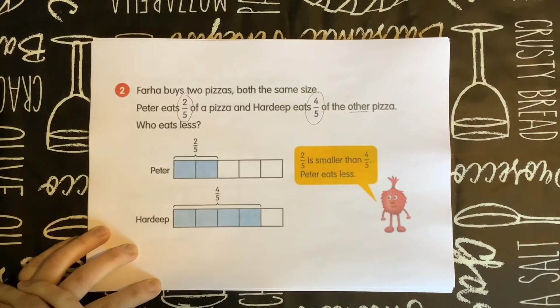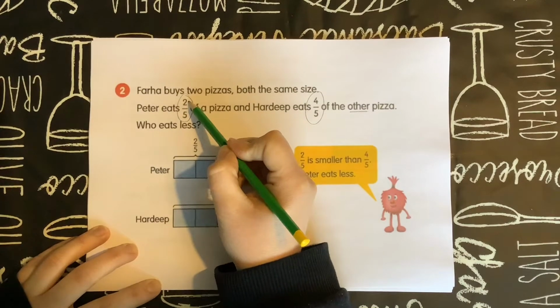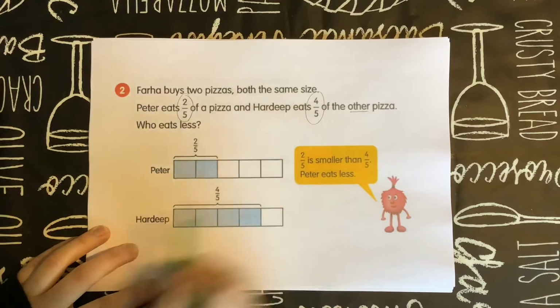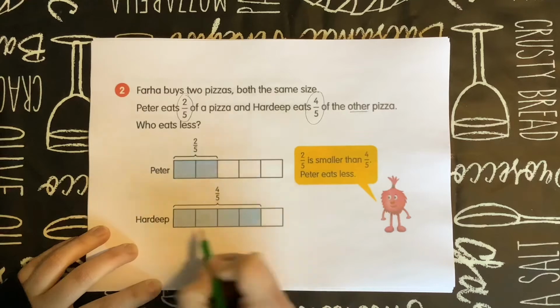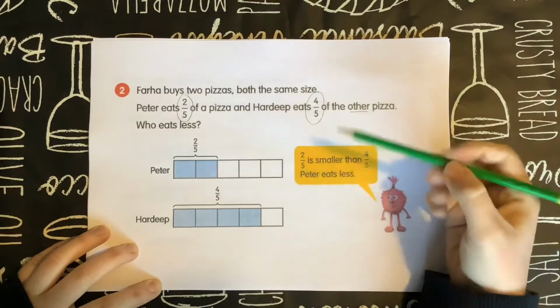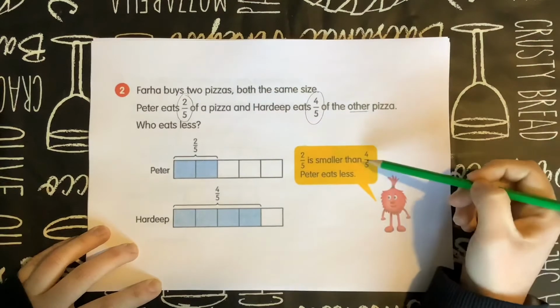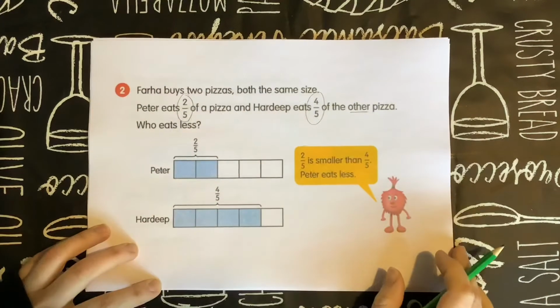Who eats the least? Well, Peter has eaten 2 parts out of 5 in total. And Hardeep has eaten 4 parts out of 5 in total. So we know that 2 out of 5 parts, 2/5, is smaller than 4/5, so Peter has eaten less.